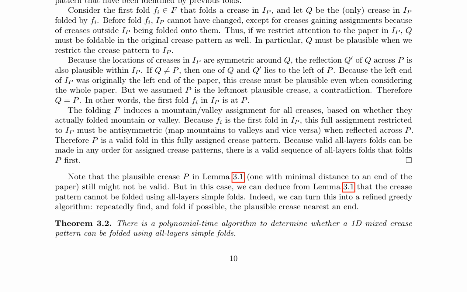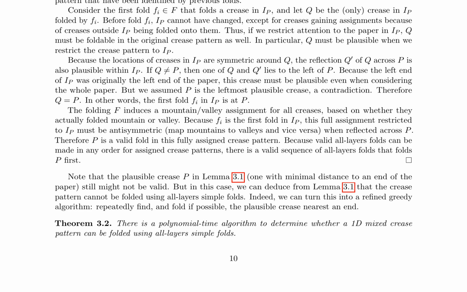If Q does not equal P, then one of Q and Q' lies to the left of P, contradicting the assumption that P is the leftmost plausible crease. Therefore, Q equals P, and the first fold phi in IP is at P. The authors then argue that the folding sequence F induces a mountain-valley assignment for all creases, and that this assignment restricted to IP is antisymmetric when reflected across P. Therefore, P is a valid fold in this fully assigned crease pattern, and there exists a valid sequence of Allaire's folds that folds P first.